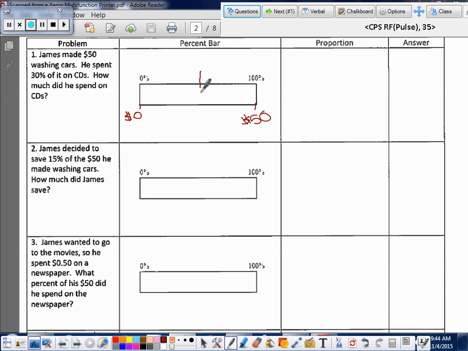I will cut it in half down the middle, and that's 50% right there. And then I'm going to go ahead and divide this into 5 sections. 1, 2, 3, 4 lines makes 5 sections. And same thing on the other side. 1, 2, 3, 4 lines makes 5 sections.